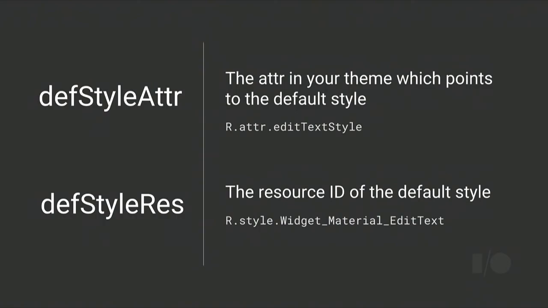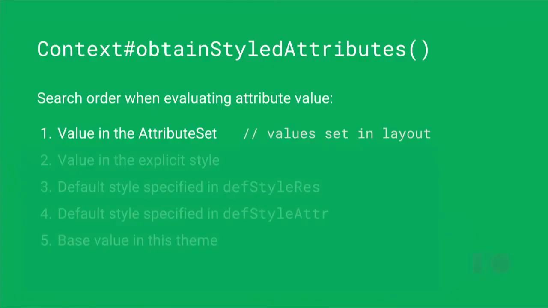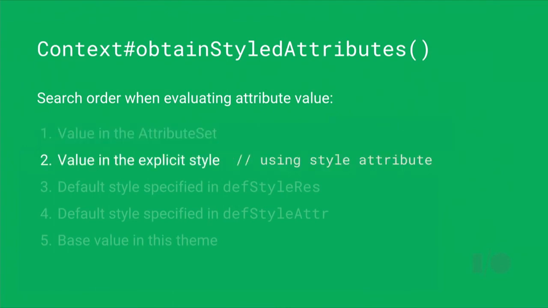Now, following on from that, there are some intricacies in how obtainStyledAttributes actually works, and it's to do with the order of preference of how it reads an attribute. When you're trying to read a set of attributes, this is the order it goes through. The first thing it looks for is the value in your attribute set. That attribute set contains all the attributes which are set on your actual layout. So if you've set android:background on a layout, it will be contained in the attribute set. The second thing it looks for is the same value within any explicit style. So if you're using the style tag pointing to a style, it will look for it in there.